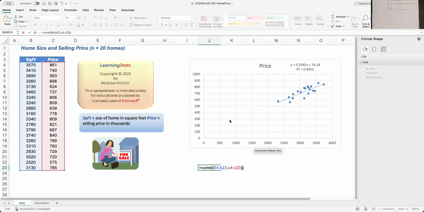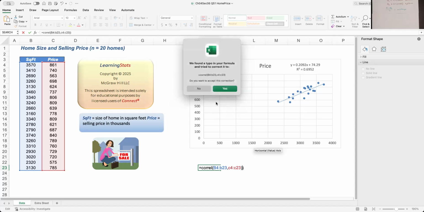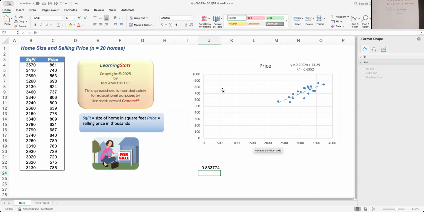You see how I typed in this command and it started to highlight those in two different colors? It's highlighted the X values and the Y values. I'm asking it to correlate, C-O-R-R-E-L, the X's and the Y's. Give me that number again, Emily. .834. And that's the square root of this R squared, right?